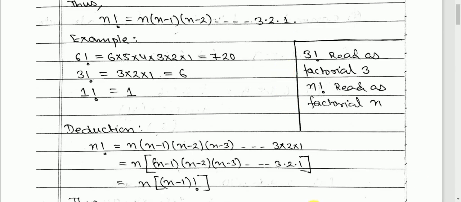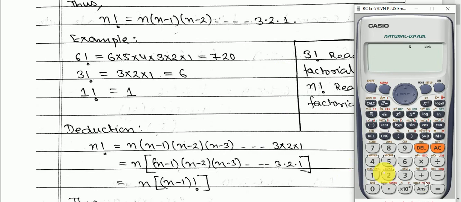If you have a calculator, then for a bigger number you can use the calculator. Like here, if I want factorial 6, I'll press 6 first, then press shift, then this factorial, equal to 720. You can see 720. So you should have one scientific calculator with you.